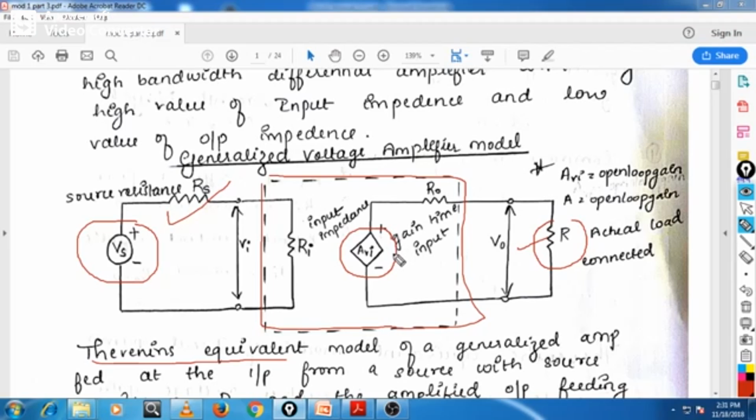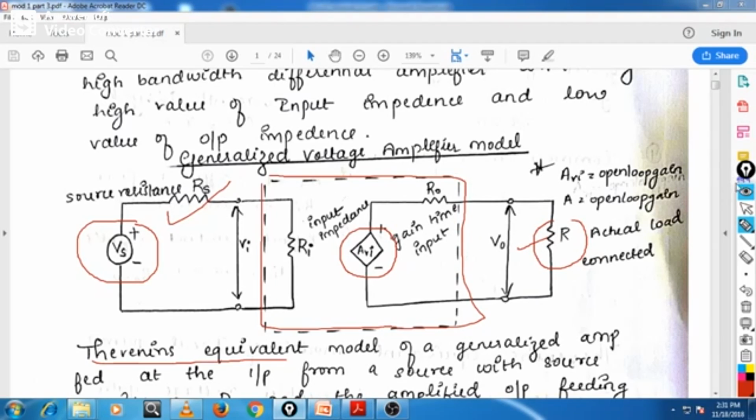Open loop means when you are not connecting anything from output to input. And VI is the input voltage. So the output voltage is A multiplied by VI. This is called Thevenin's equivalent model for a generalized amplifier, and it is called a generalized voltage amplifier because if the input is voltage, the output will amplify the voltage only. That's why it is called the generalized voltage amplifier model.